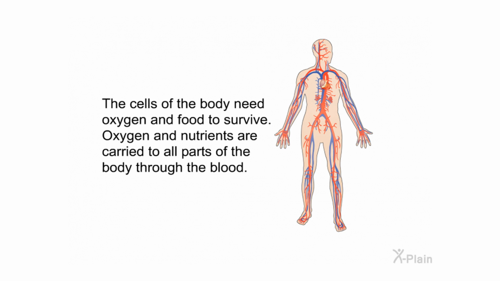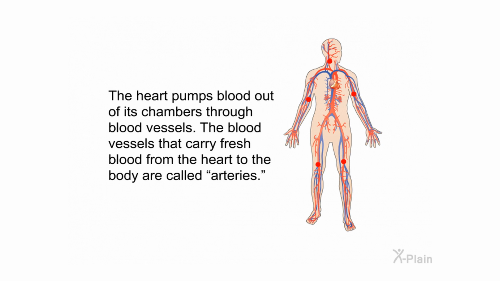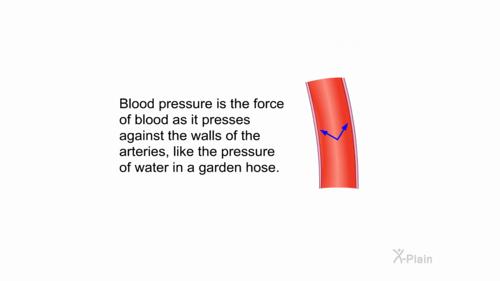Blood pressure. The cells of the body need oxygen and food to survive. Oxygen and nutrients are carried to all parts of the body through the blood. The heart pumps blood out of its chambers through blood vessels. The blood vessels that carry fresh blood from the heart to the body are called arteries. Blood pressure is the force of blood as it presses against the walls of the arteries, like the pressure of water in a garden hose.